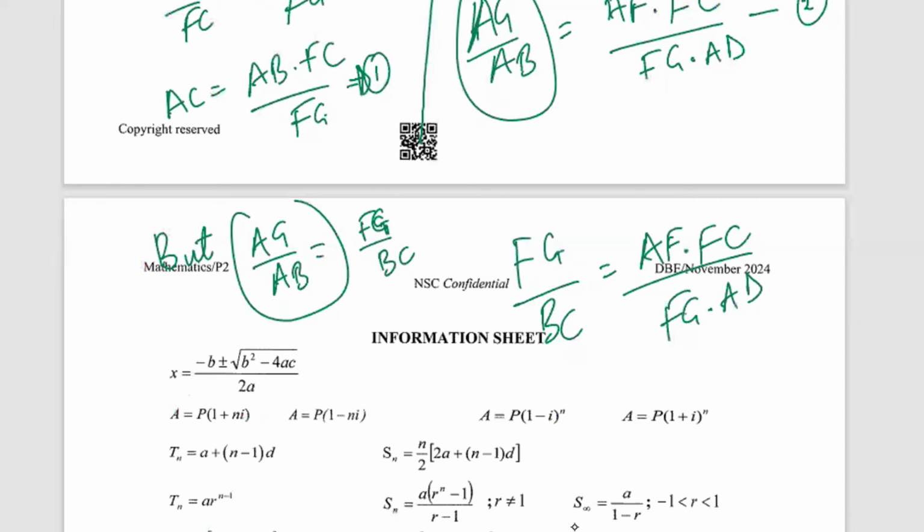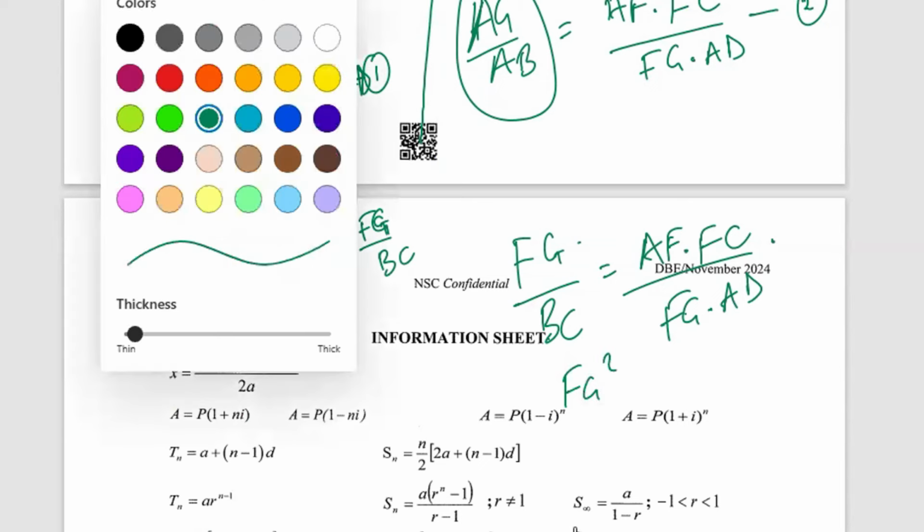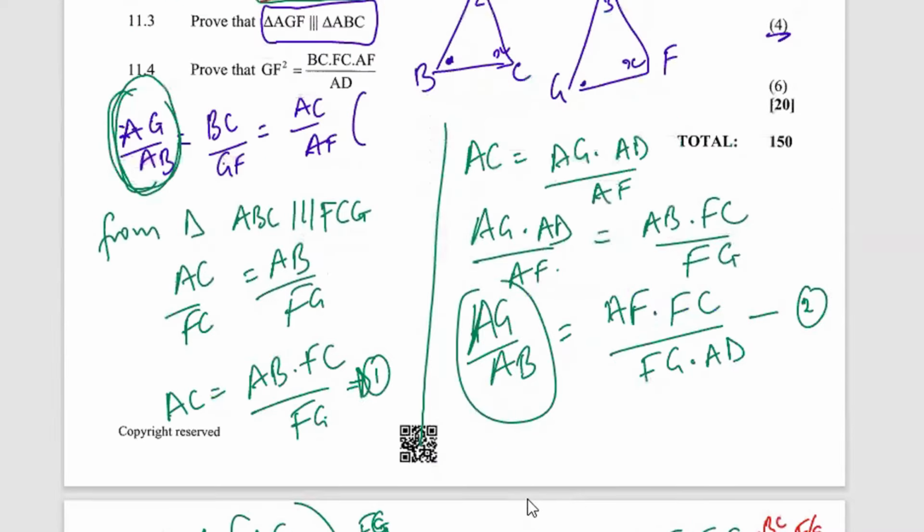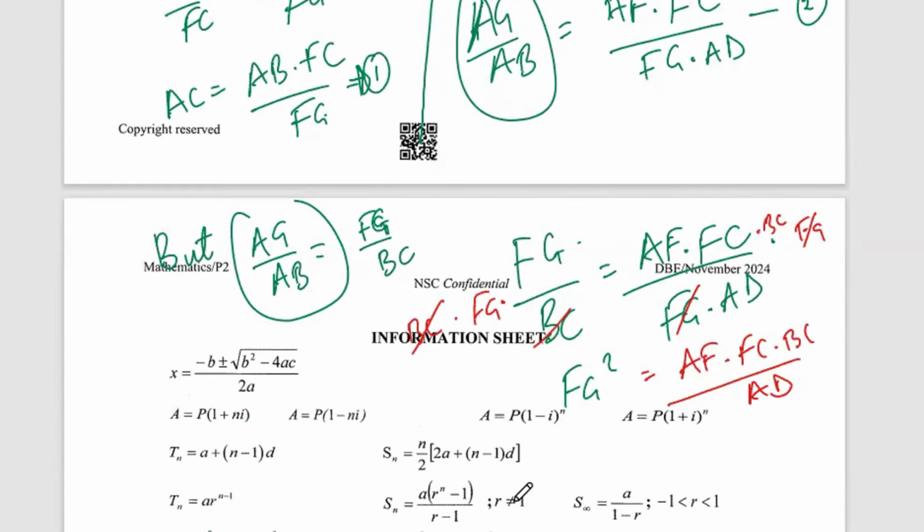Then multiply this that side and multiply the other side. So I'll have my FG squared, because if I get, let's say, times FG on either sides, times FG, so this cancels that. And then I multiply both sides by BC, and this cancels that. So I'll have my AF, my FC, and then my BC over the AD, which is down there. Isn't that what the question wanted? BC, we have it. FC, we have it. AF, we have it over AD. So that is how those 6 marks would also have been claimed.